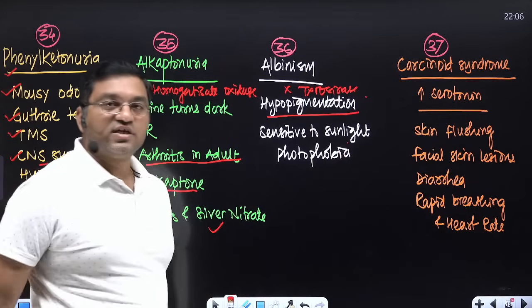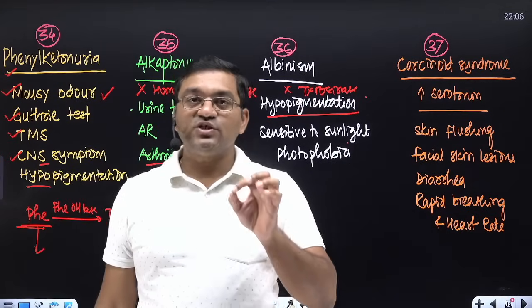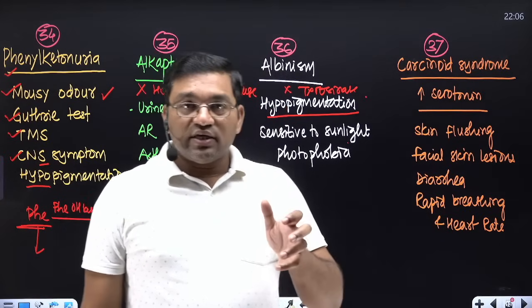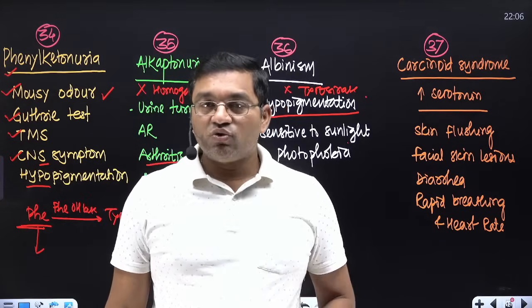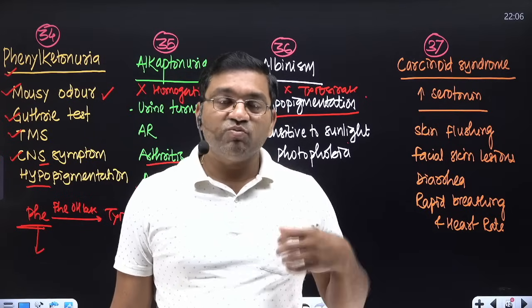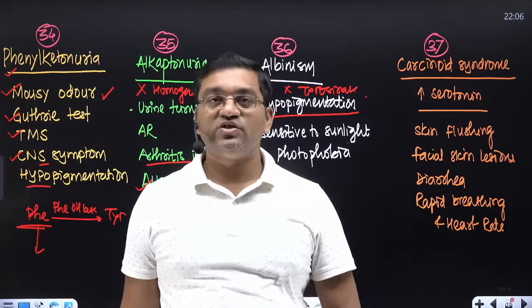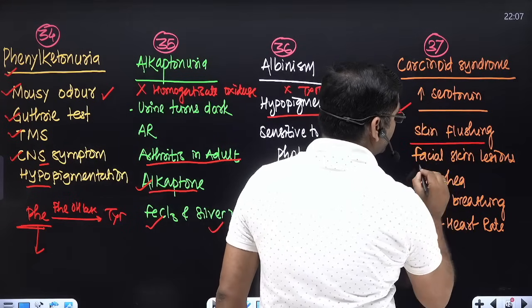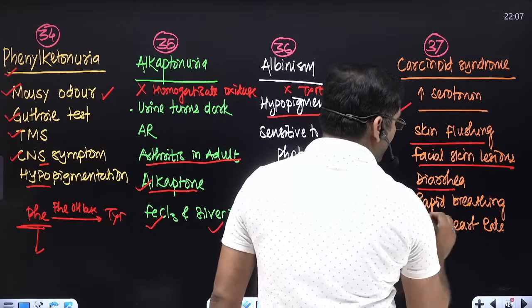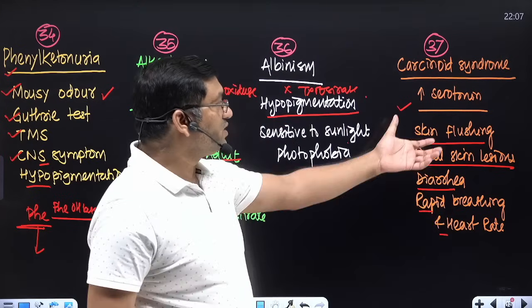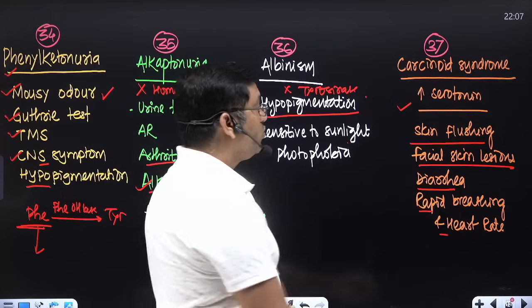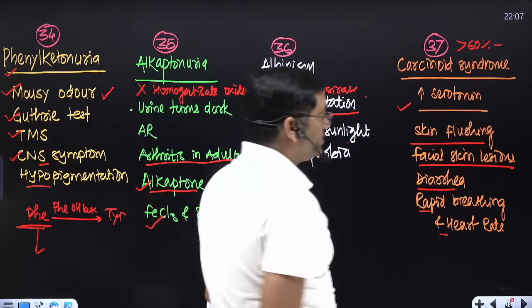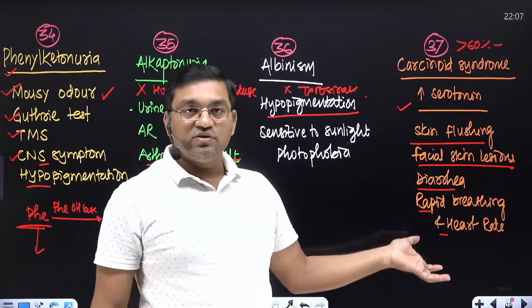Carcinoid syndrome is related with tryptophan metabolism. It is a tumor of the argentaffin cells of the intestine. In this, tryptophan is converted into serotonin. More than 60% of tryptophan is converted into serotonin, and the increase in serotonin will give these symptoms: skin flushing, facial skin lesion, diarrhea, rapid breathing, and increased heart rate. These are the symptoms due to increased serotonin level.